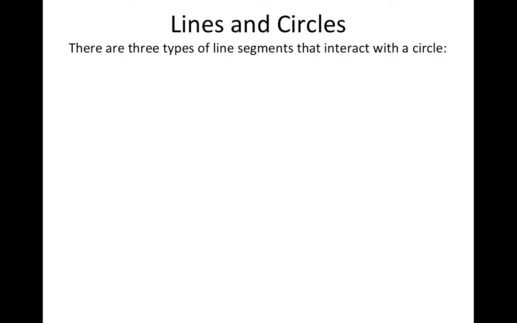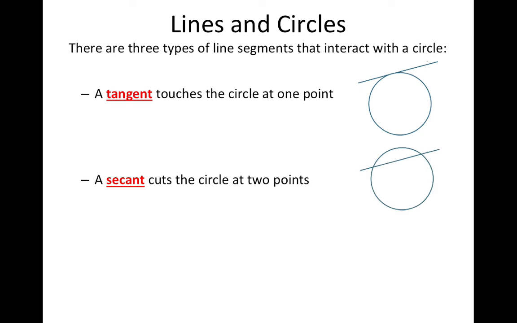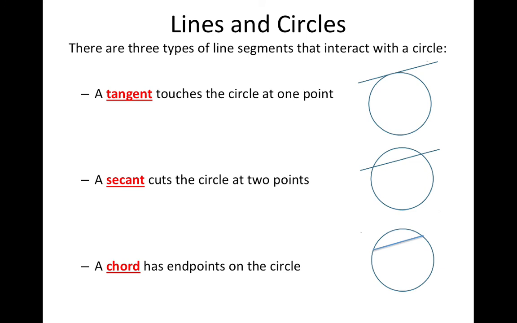There are 3 types of line segments that can interact with a circle. The first is called a tangent, and that's a line that touches a circle at one point. And there's an example of one right there. Second type is called a secant, and that cuts the circle at 2 points. And there's an example of a secant cutting a circle at 2 different points. Finally, you have something called a chord, which has its endpoints on a circle, and there's an example of a chord. Notice that any secant has a chord included inside of it.